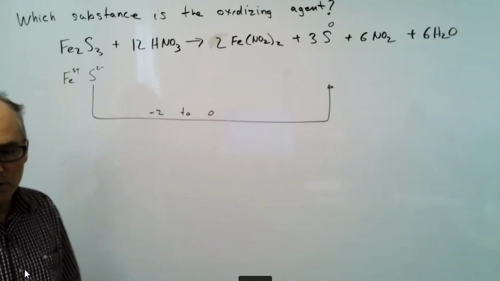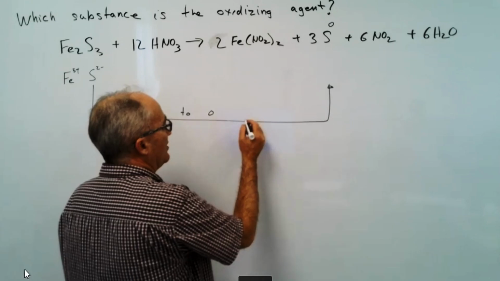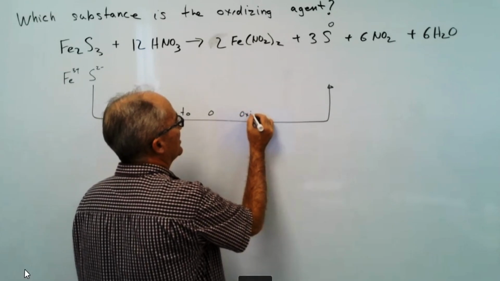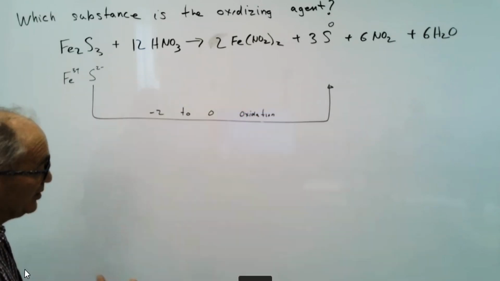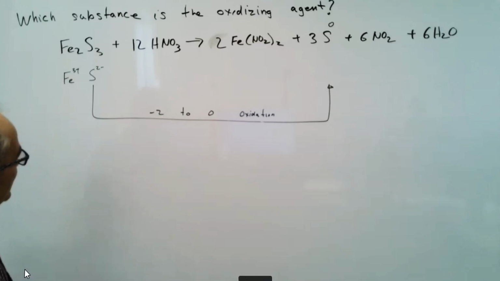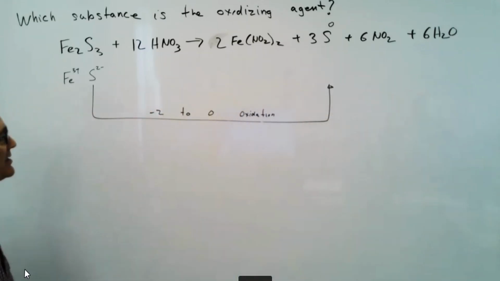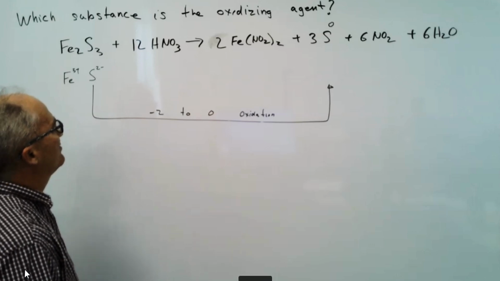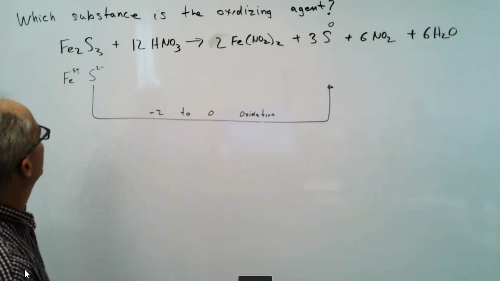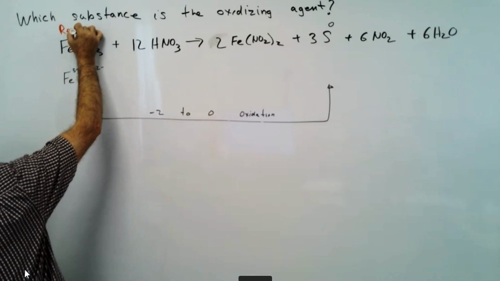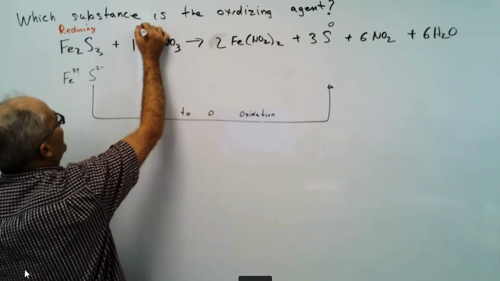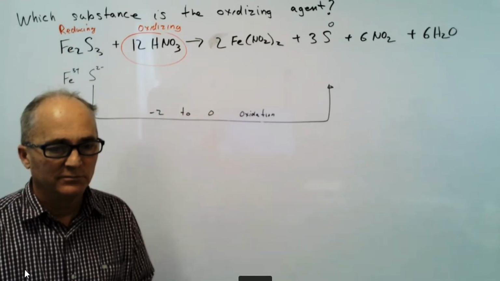It's moving in which direction on the number line? Right, so this is the oxidation occurring. So we've really done all we need to do to answer this question. Which substance is the oxidizing agent? Oxidizing agents get reduced, reducing agents get oxidized. That means this is the reducing agent. That makes this have to be the oxidizing agent. You have to figure it out.